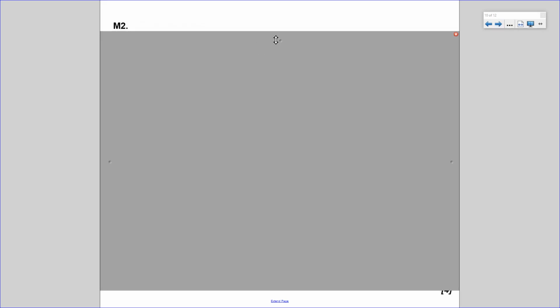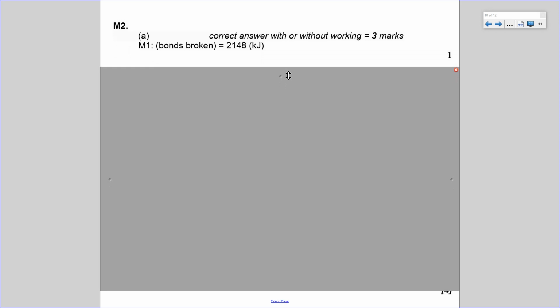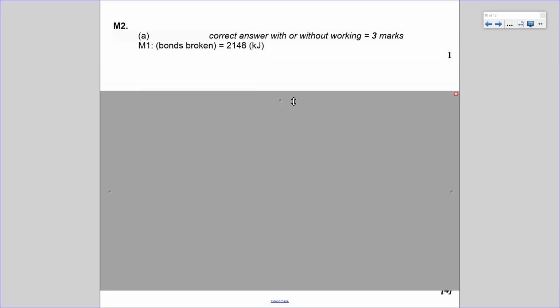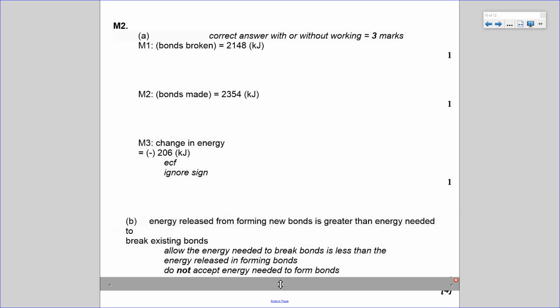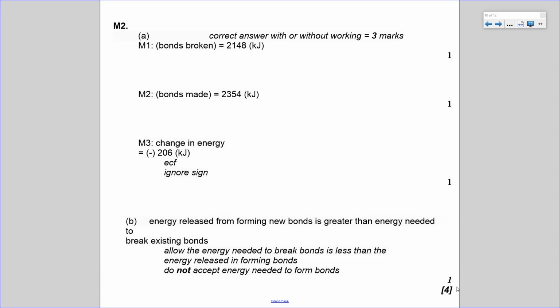Okay, question 2. We had, well, there we go, those are the marks. So the first, the bonds broken, the total energy is 2,148. Bonds made, 2,354. First number take away second number gives us minus 206. Notice that here again they've said don't worry about the sign. Okay, and again looking back at our definitions before.